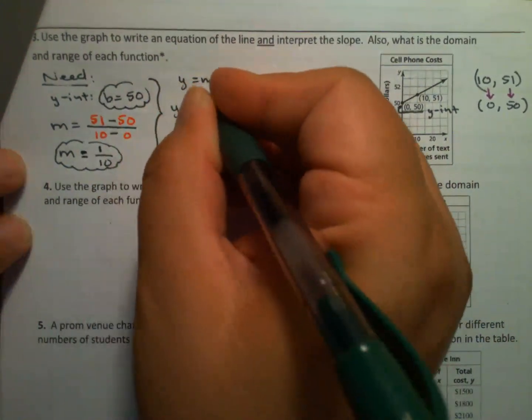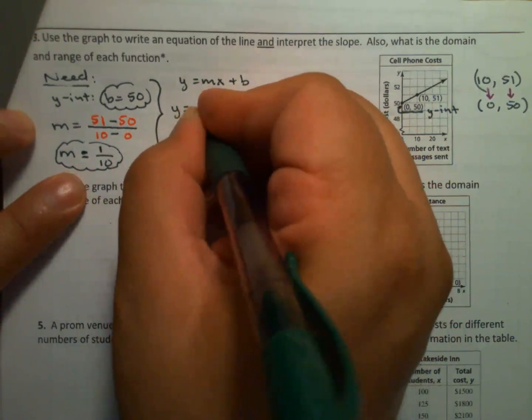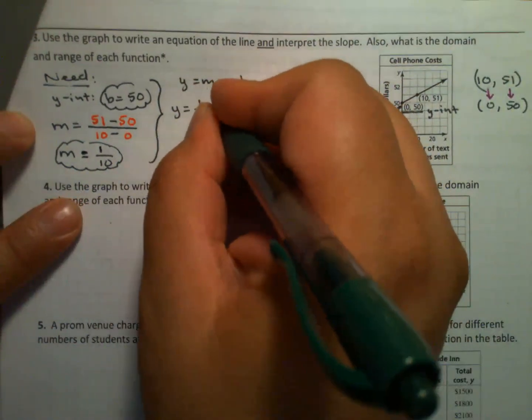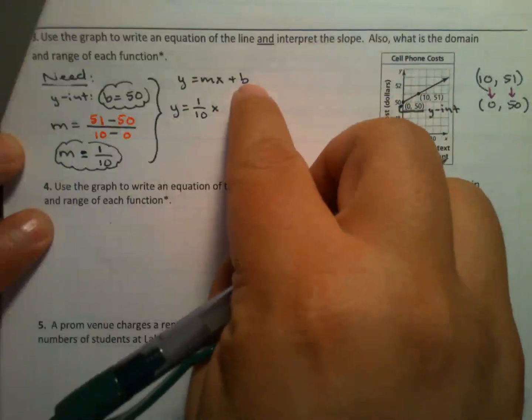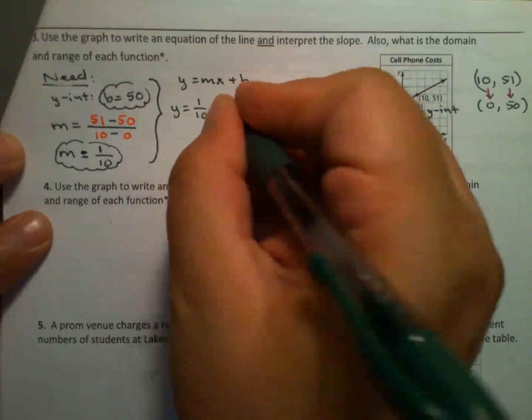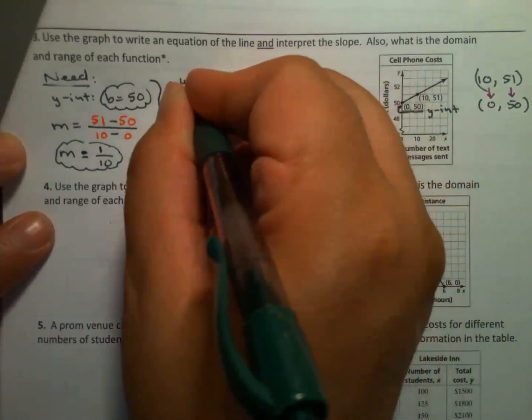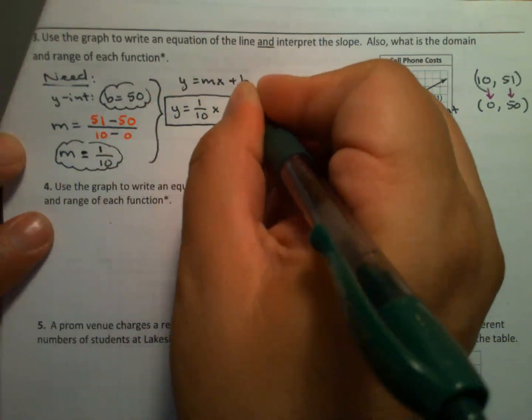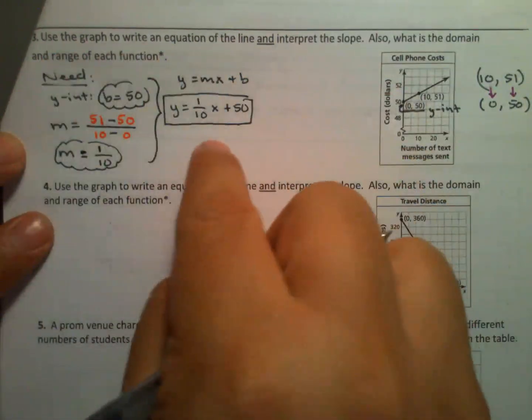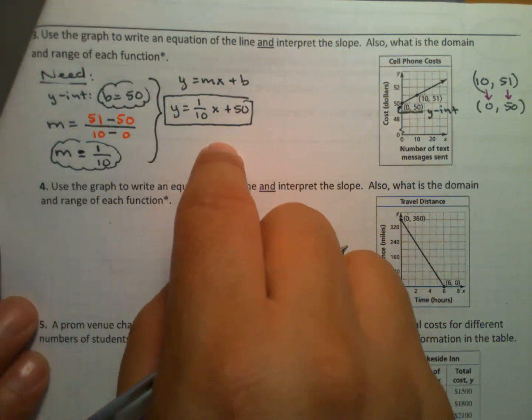y is equal to my slope, which is 1 over 10 with an x. You've got to bring in that x. And then my y-intercept was a 50. So yeah, I'm going plus 50. So there is part one. The first thing they said was write an equation of a line. There, my equation of a line has been written.